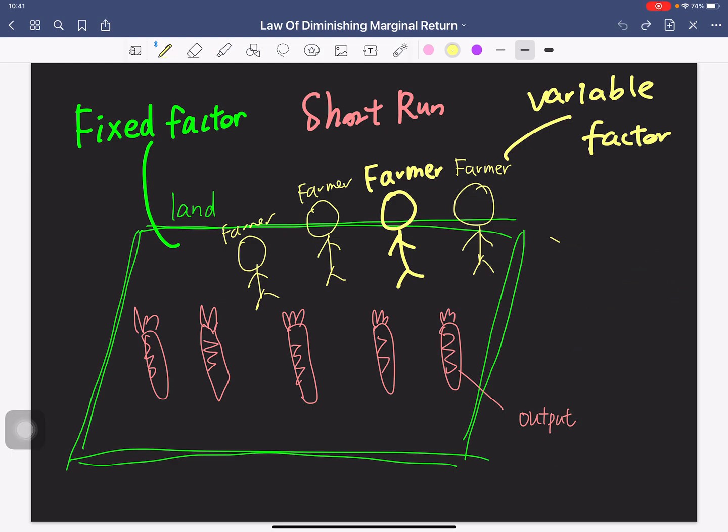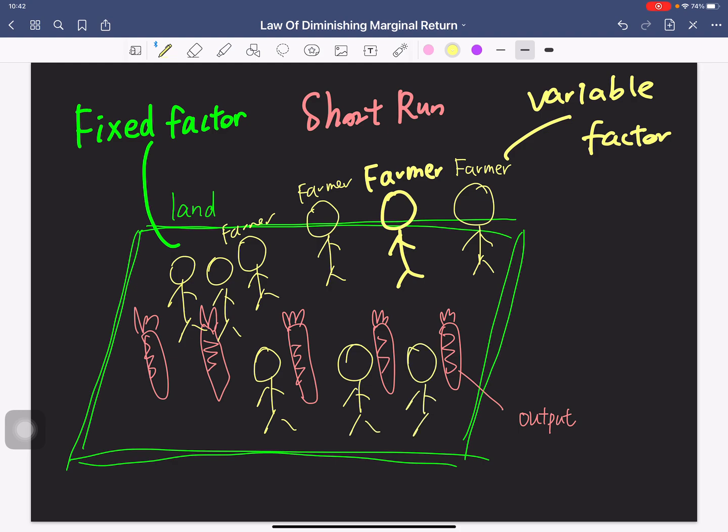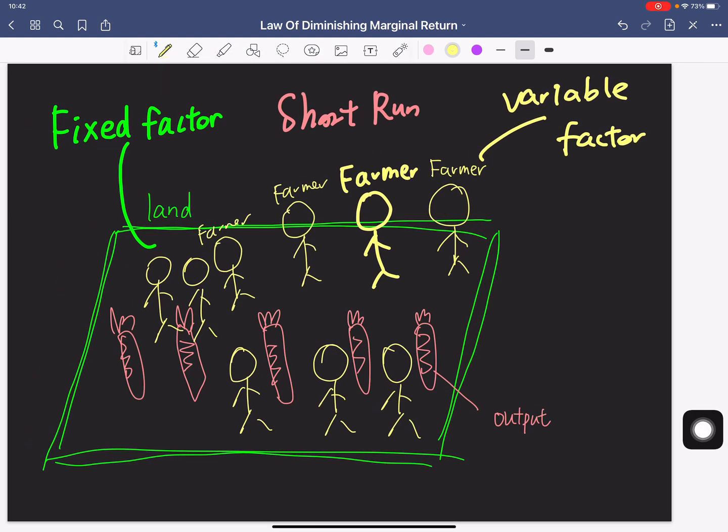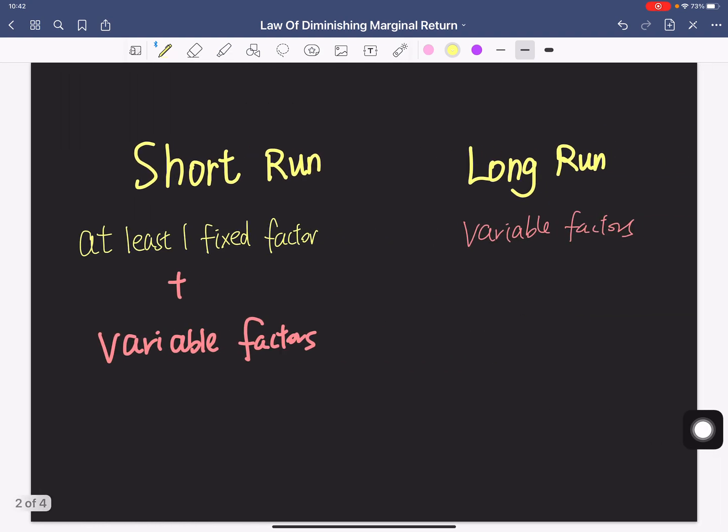However, I can employ more and more farmers, ask them to help me grow more carrots, and we're going to describe it as a variable factor. This is an example to illustrate what a short run is. So let's see what a short run is. Short run is when we have at least one fixed factor.